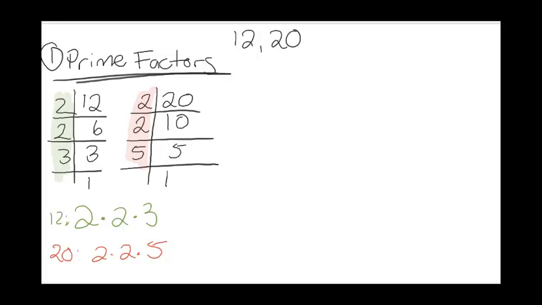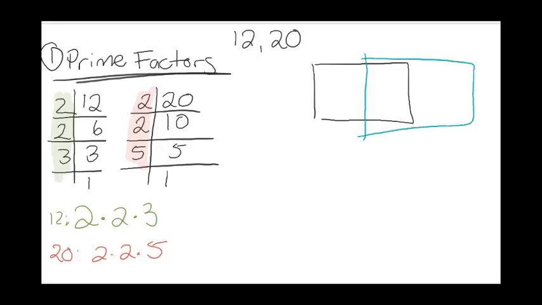Now step 2, getting the LCM. The easiest way that I do this is to draw a Venn diagram. So I'm going to show you how to do this. Let's assume that you've got one black square and you have got one blue square. And these two squares represent the number 20 and the number 12.